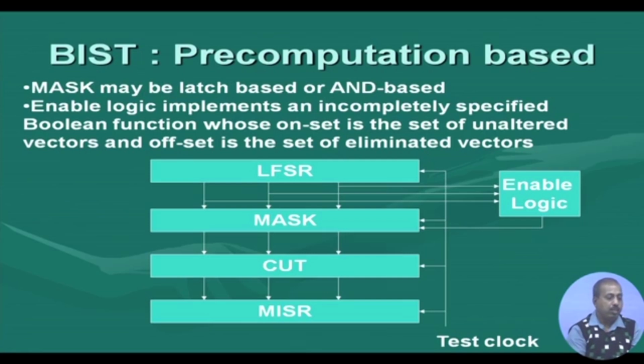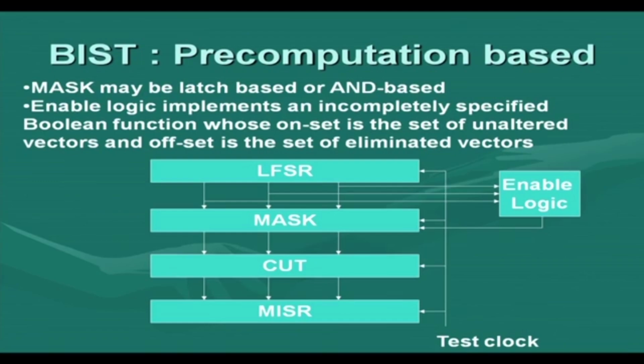So, this enable logic will implement an incompletely specified Boolean function whose onset is the set of unaltered vectors and whose offset is the set of eliminated vectors. The onset and offset are specified, but for other patterns it does not tell anything. Since those patterns will never be generated by the LFSR, the enable logic truth table need not consider them.